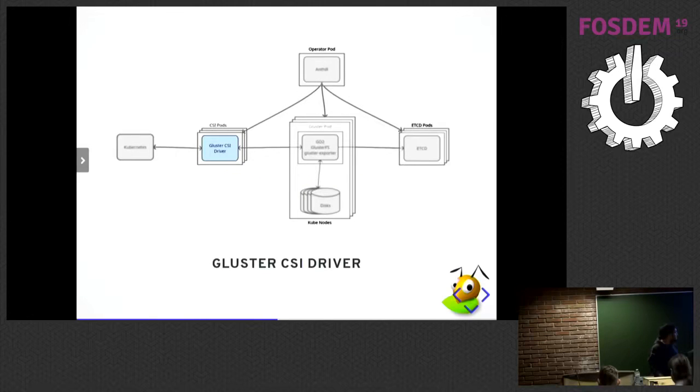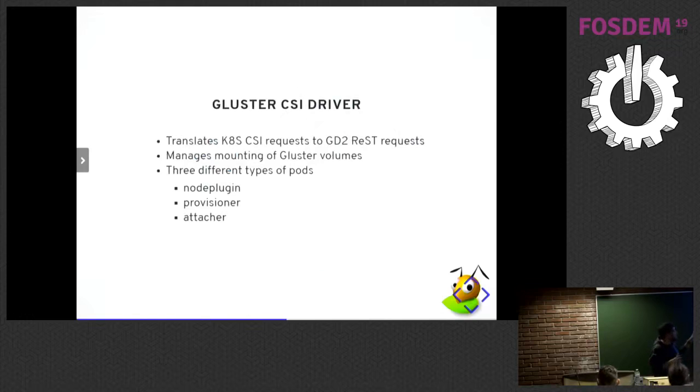Next up, we have the CSI driver. As I mentioned, the CSI driver translates the Kubernetes CSI requests into the GlusterD2 REST requests. That's the main goal of these drivers. In addition to translating the requests to create and delete volumes, it also takes care of doing the mounts. Unlike with Heketi, where the provisioner within Kubernetes would take care of reaching out to Gluster or Heketi and doing the mounts, in this case we do everything via the CSI driver, so it gives us more freedom to do things the way we want.